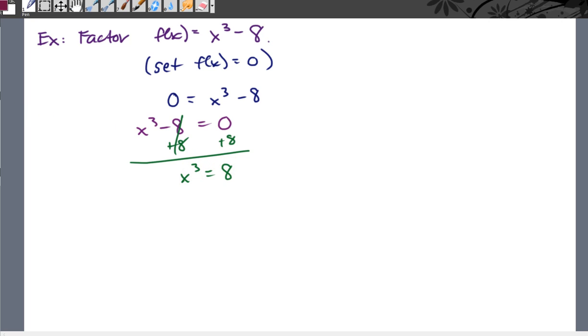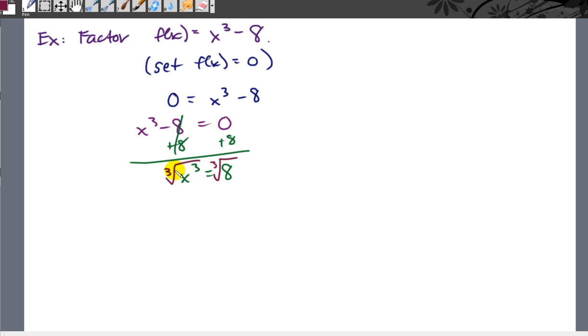Now recall, we have a cube here. If we have a cube here, we can go about getting rid of that cube. Instead of taking a square root, like if it was x squared equals 8, we take the square root. If we have a cube here, we need to take this thing called a cube root.